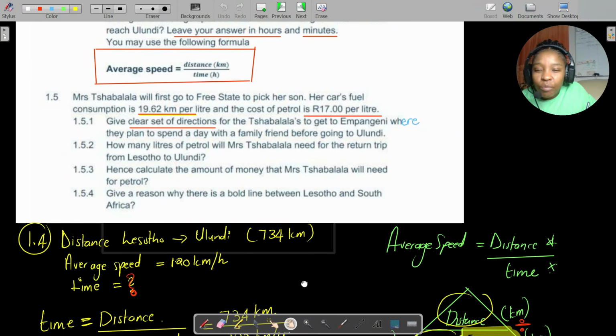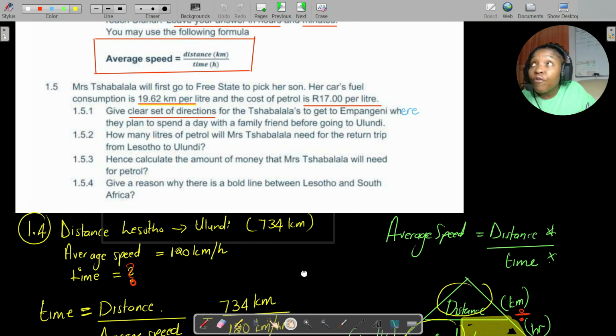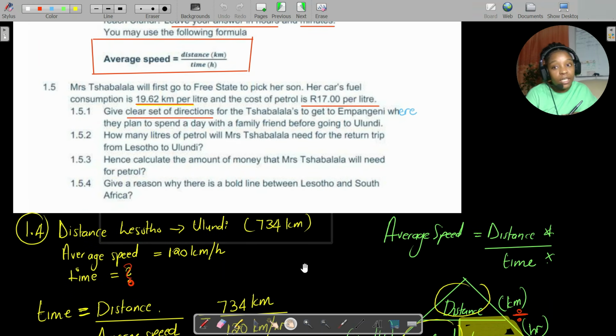How many liters of petrol will Mrs. Shabalala need for the return trip from Lesotho to Ulundi? So now they want us to determine how many liters of petrol she will need. So now remember, here we were given two important rates, for the fuel consumption and for the cost of petrol.